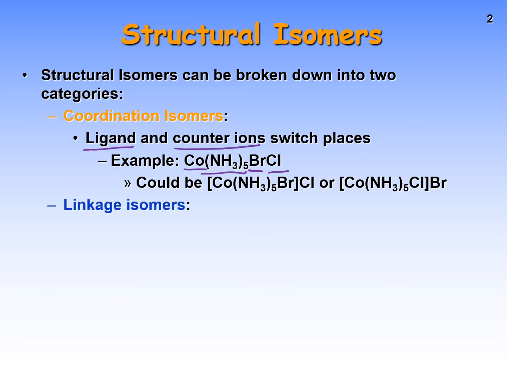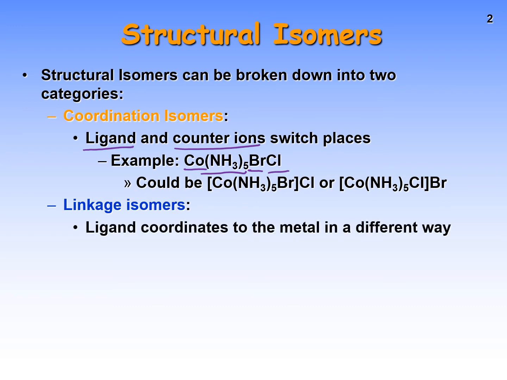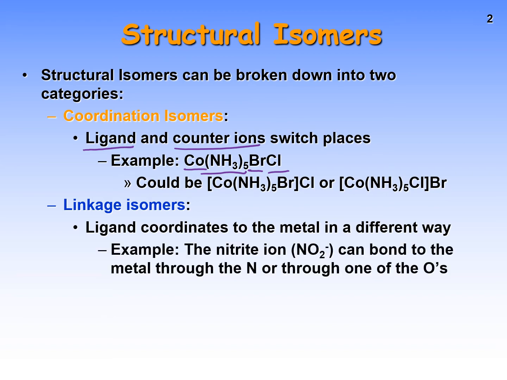So let's talk about linkage isomers. Linkage isomers are where our ligands coordinate to the metal in a different way. So for instance, it attached in one way in one case and in a different way in another case, but it's the same ligand. Example, nitrite ion. It can bond, actually, if we look at the Lewis structure of NO2-.